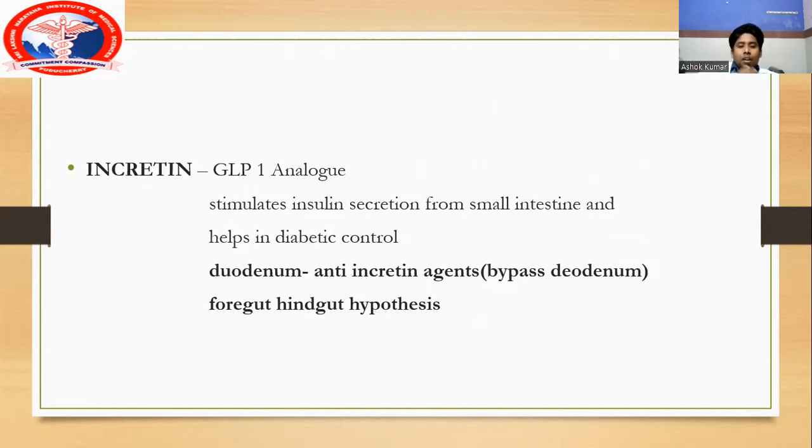The duodenum will release certain agents, anti-incretin agents, that avert this diabetic control action of the incretin. So in most of the bypass surgeries in bariatric surgery, we bypass the duodenum to tackle this effect. Once the duodenum is bypassed, these anti-incretin agents are not secreted, and so the patient gets enough diabetic control along with the weight loss. This hypothesis is called the foregut hindgut hypothesis.